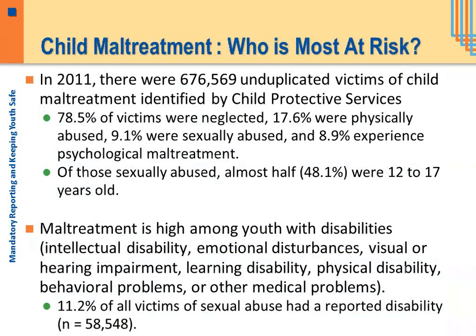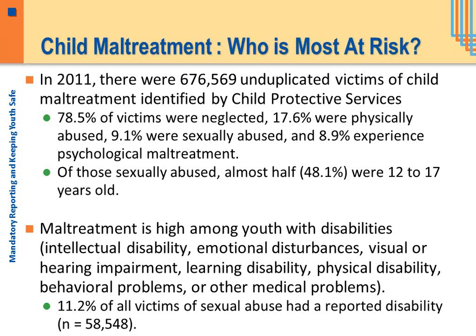So the next few slides, we will cover more in depth some of the events discussed in the previous slide, with some extra focus on youth who are at increased risk. Children of all race, ethnicity, gender, socioeconomic status, etc. experience child maltreatment. In 2011, there were over 600,000 unduplicated victims of child maltreatment. And these were substantiated cases that were identified by Child Protective Services.